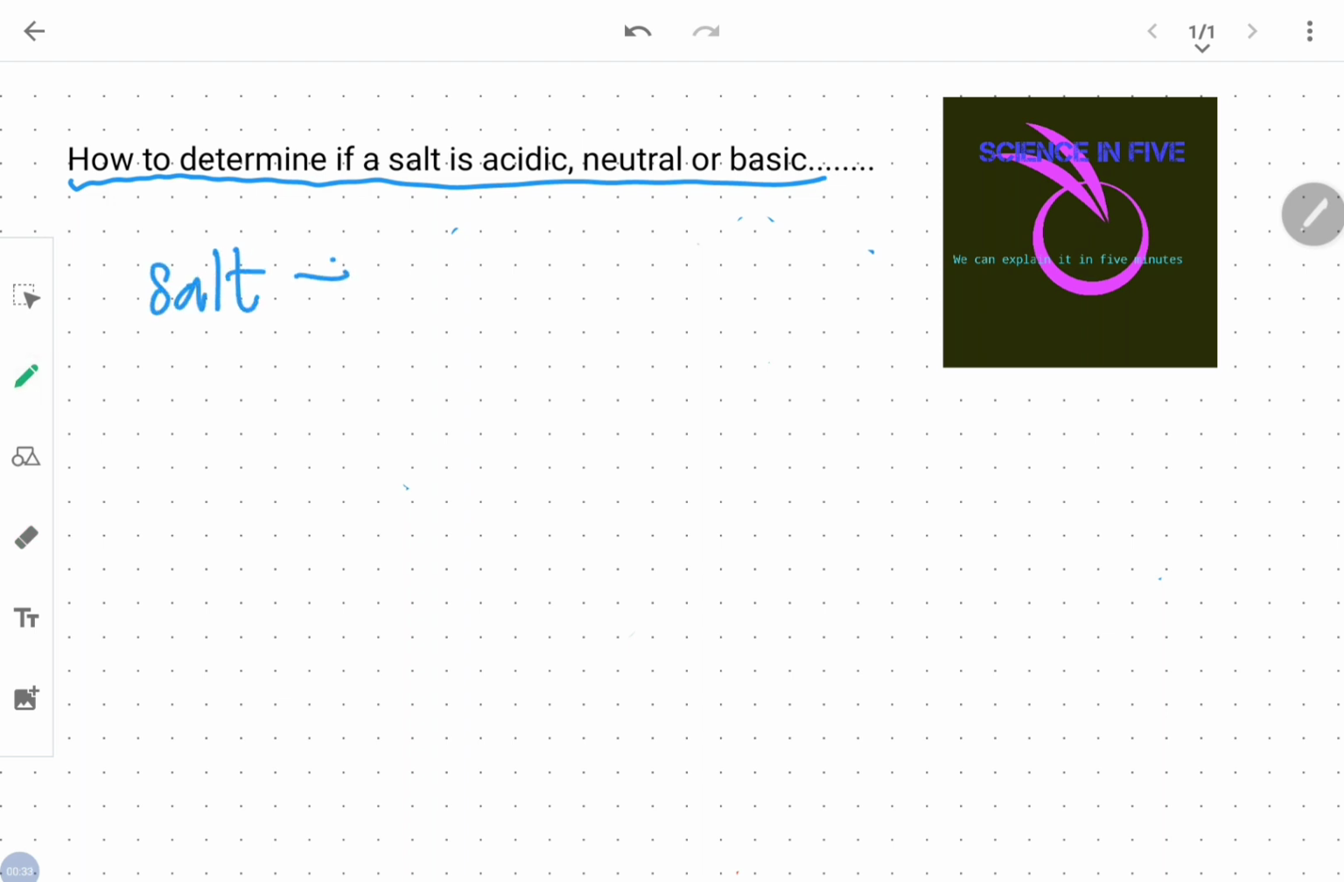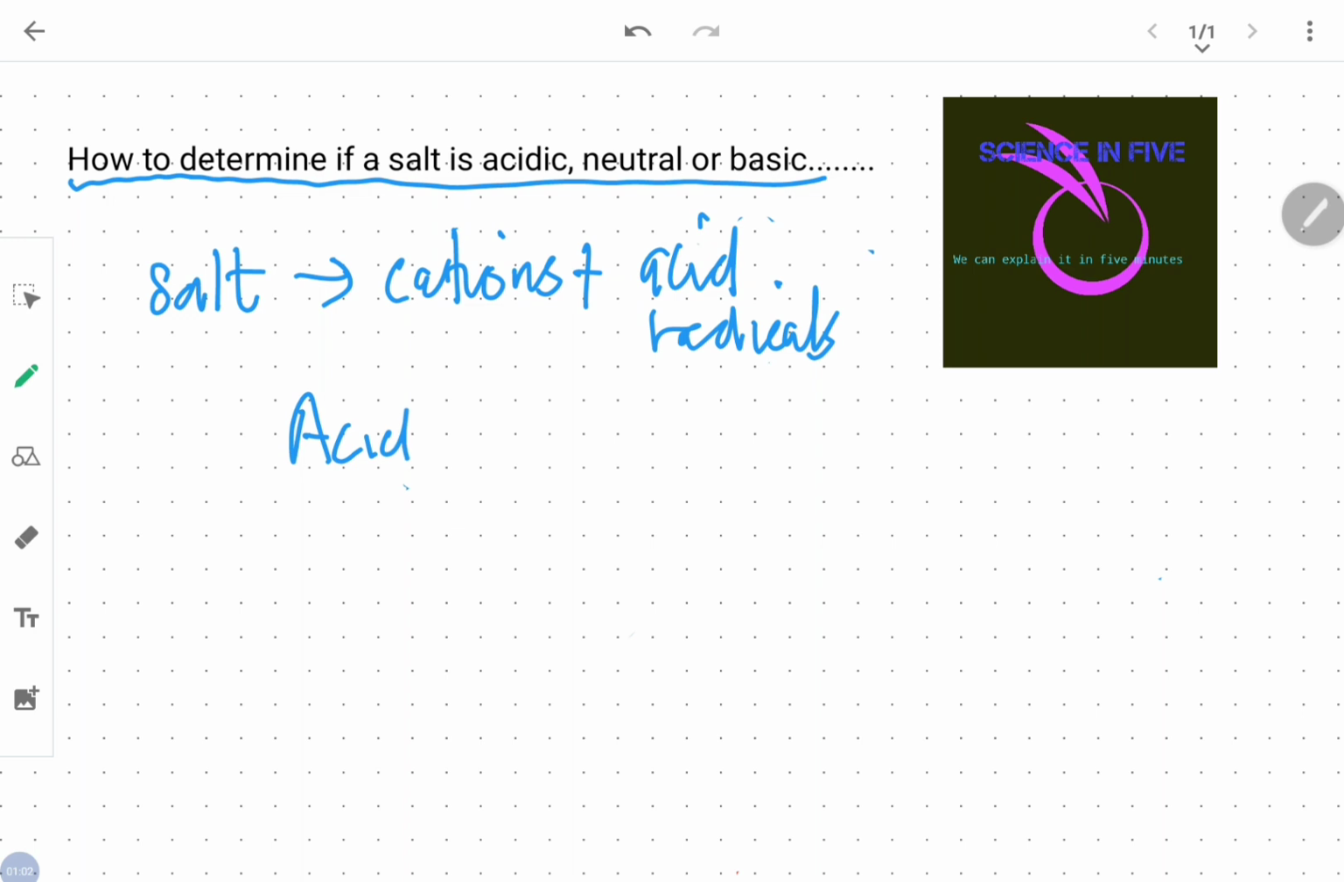Remember we said a salt is a compound made up of positive cations and then the negative acid radicals. The acid radicals come from the acids, for example your sulfates, chlorides, nitrates, and so forth. To determine whether a salt is acidic, neutral, or basic, what you need to quickly do is look at the acid and the base that made the salt.